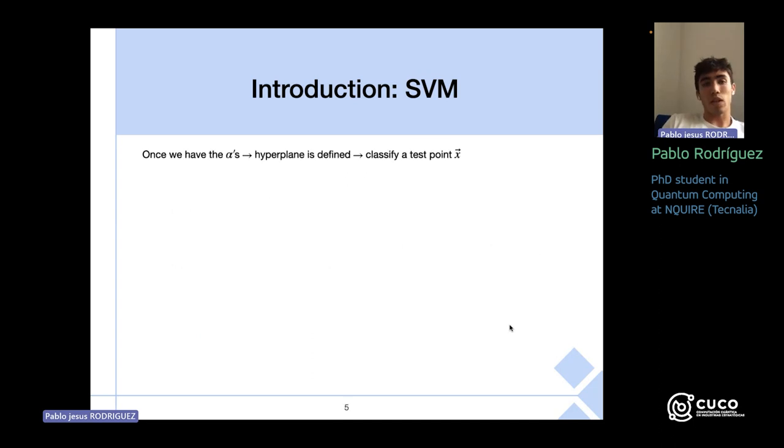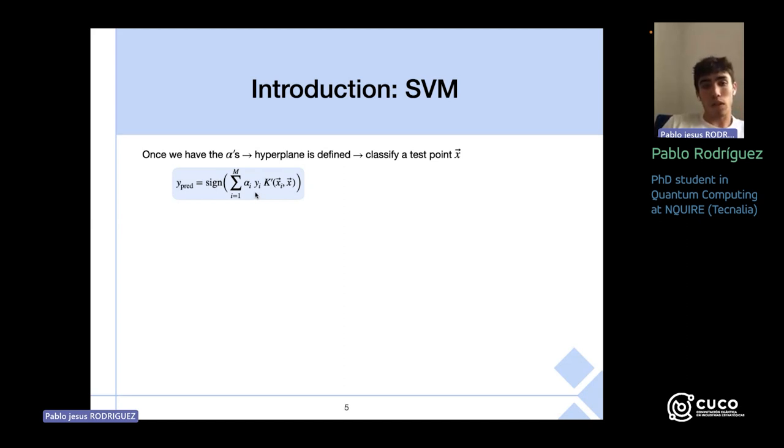Once we have found these alpha parameters by quadratic programming, the hyperplane is defined and we are able to classify a given test point. So we set the model with the training points, computing these alpha parameters, the hyperplane is defined, and we are able to classify new points for which we don't know which class they belong to. The prediction is performed this way.